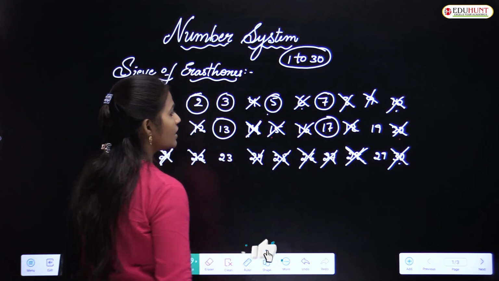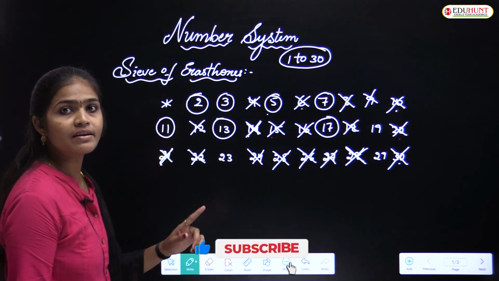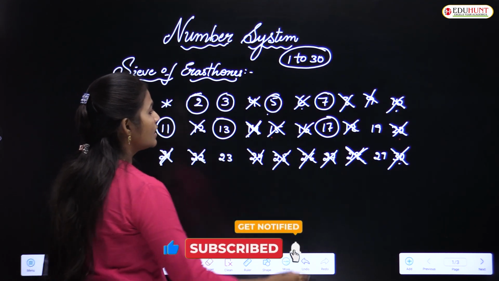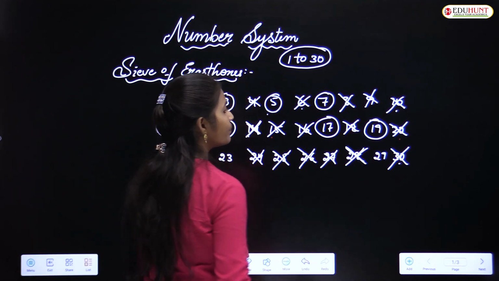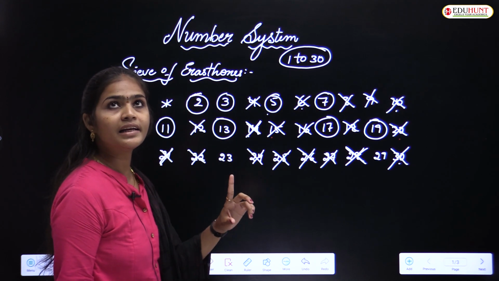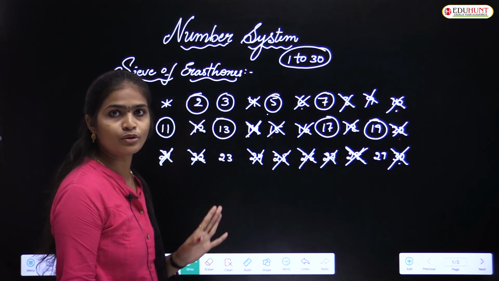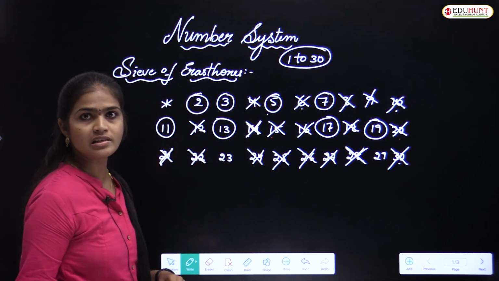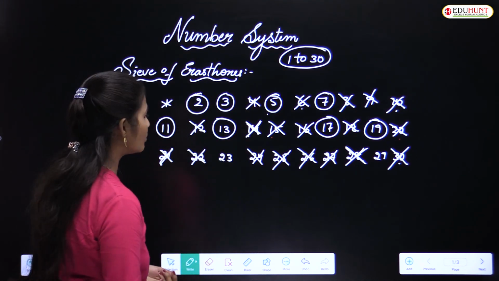Next is the 17 table. 17 ones 17, 17 2s 34, that is not there here, so leave that. Next 19. 19 ones 19, 19 2s 38, 38 is not there. So the first two rows are also completed. Now come to the next row.